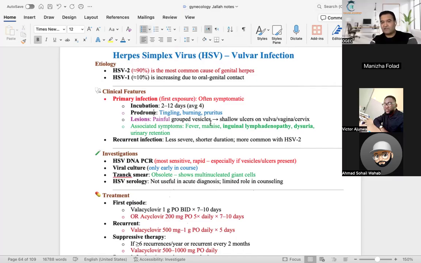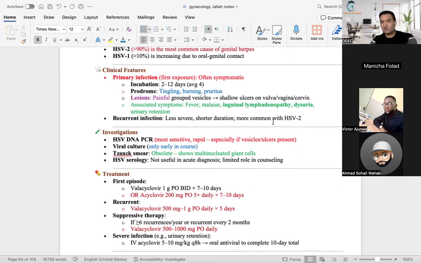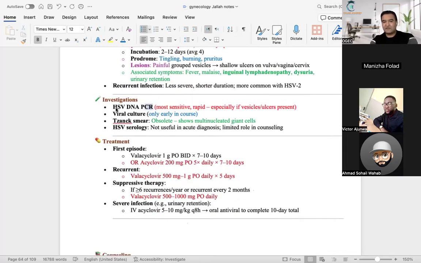Lesion: painful, grouped, shallow ulcer on the vulva, vagina, cervix, associated with symptoms: fever, malaise, inguinal lymphadenopathy, dysuria, urinary retention. Recurrent infection is less severe, shorter duration, more common with type 2. Investigation, this is very important: PCR is the most sensitive and rapid, especially if vesicular ulcer is present. Viral culture only early in the course. Tzanck smear is obsolete. They used to do it especially for varicella and herpes simplex as well, but it is obsolete, meaning they are not using it anymore. Herpes simplex serology is not useful in acute diagnosis, with a limited role in counseling.